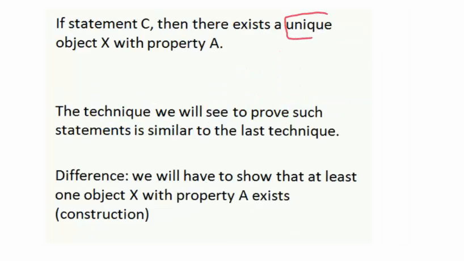The word unique here is going to imply that some of the methods that we're going to use to prove this conditional statement are going to be similar to what we saw in the last lesson. However, because of this new phrase, there exists, we're going to have to undergo a construction before we can do the uniqueness method. We have to show that at least one object X does indeed exist. In our last lesson, we didn't have to worry about construction because this phrase, there exists, didn't appear inside of our statement. The existence of object X was implicitly implied.